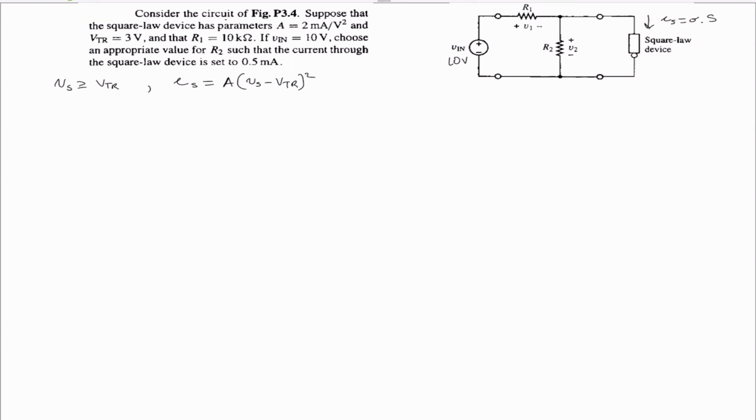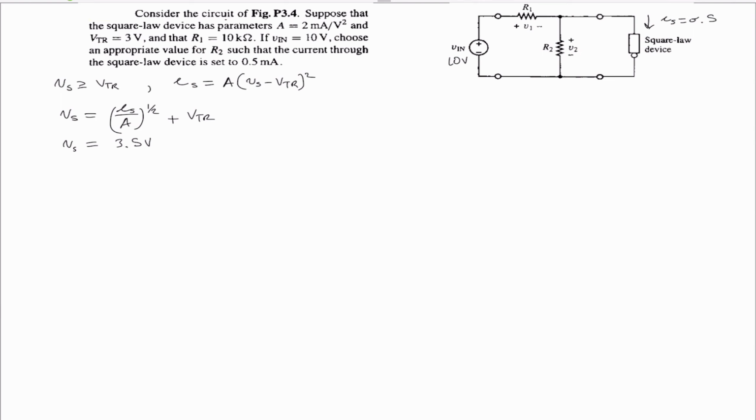So the first thing we should do is take the voltage across R2, which is going to be Thevenin, and in this case, let's take the square law device voltage first because we have all the necessary parameters. So that's the square root of IS over A, 2.5, plus VTR. Plug in the necessary information. We get a voltage of 3.5 volts.